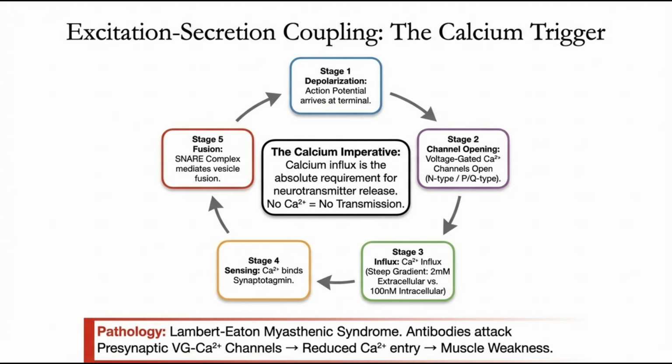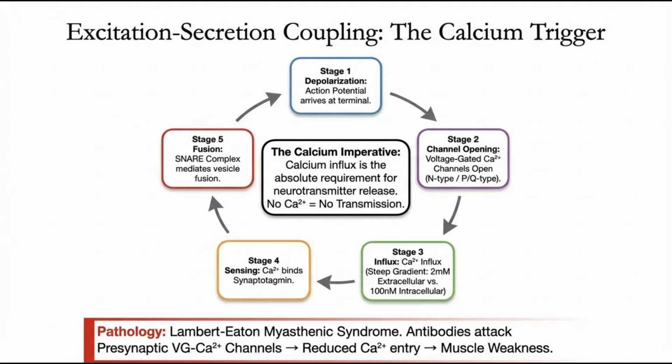Because of the gradient. This is just fascinating physics. The extracellular concentration of calcium is about 2 millimolar. That's 10 to the minus 3. The intracellular concentration, the free calcium inside the cell, is about 100 nanomolar. Whoa, wait.